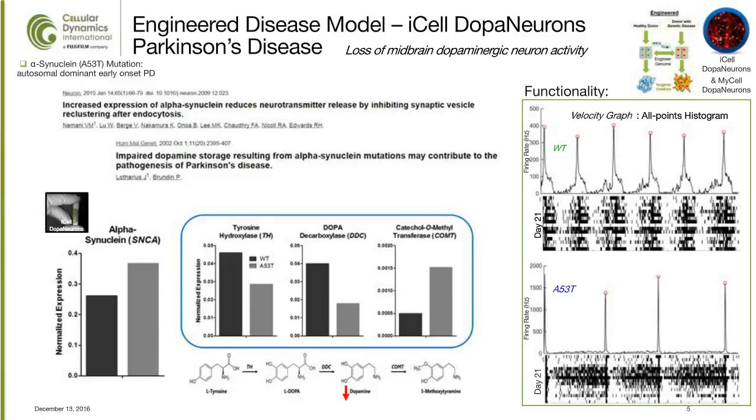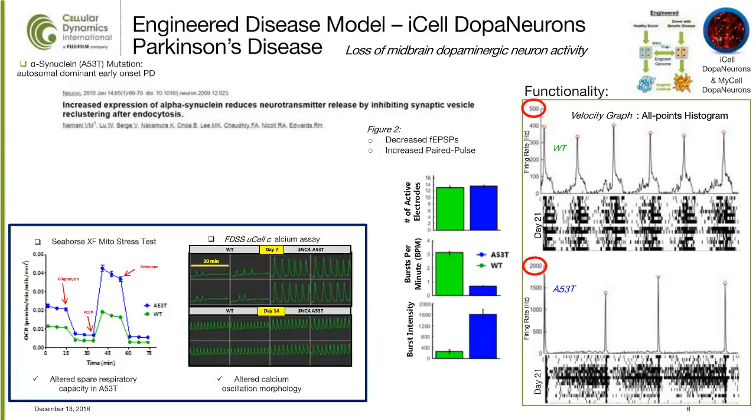In the functional assay on the right-hand side with the velocity graph and the all-points histogram of synchronous bursting behaviors, we can see two differences in the culture, which is with the same number of electrodes, we actually have decreased bursting rate, but during this hypersynchronous moment, we can actually see that the burst intensity is about 4 times more intense than the regular condition.